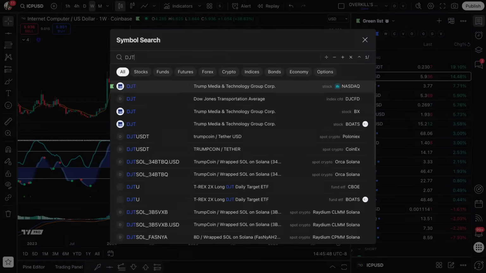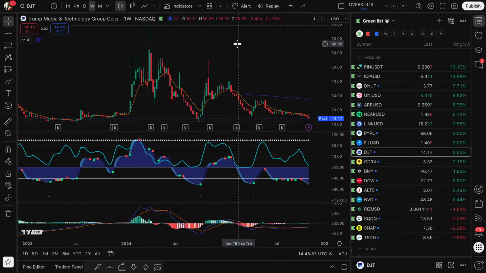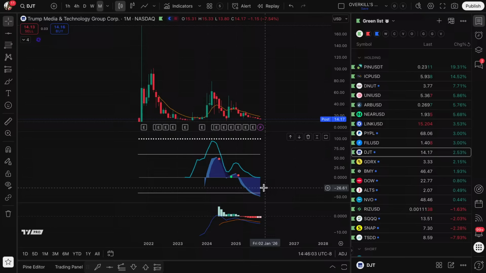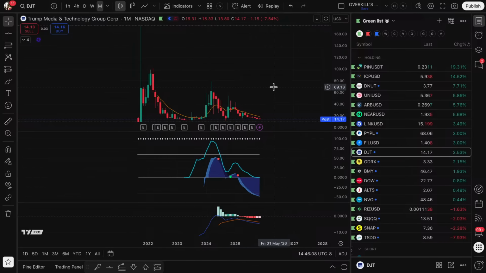I see one from Bob for DJT. DJT, nothing's changed with our stance. We're simply just waiting on the green monthly. I have a pretty hefty position on this. My entry's like 17, so I'm down like 20% on the position, but I'm literally just holding this thing until we get a red dot on the monthly. So I'm willing to hold this thing for 2 to 5 years. That's my stance on it.